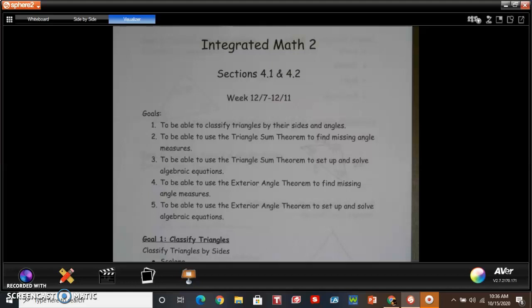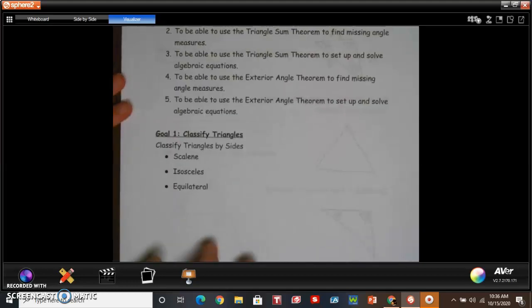Okay, here we go. So we have 5 goals this week, and I know that seems like a lot, but a lot of them just kind of build on each other, so it'll be okay. So our first goal is to be able to classify triangles by their sides and angles. Second is to be able to use triangle sum theorem to find a missing angle measure. Then we're going to be able to use triangle sum with algebra. Then we're going to use exterior angles sum to find missing angle measures, and then we're going to use exterior angles theorem to set up and solve with algebra. So let's start with our triangle classifications.